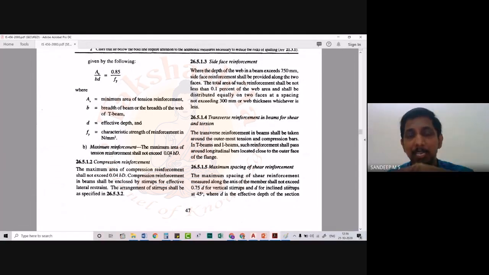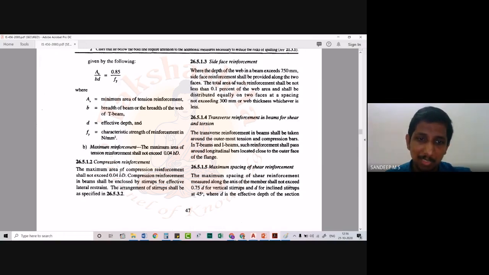For your examination also, if you haven't performed these two checks, you will be losing 1 or 2 marks. These checks will have some credits as per your scheme. So please note, once you complete your design, you have to compare the final AST with the minimum amount of steel suggested by IS 456 as well as the maximum amount of steel permitted by IS 456. This is regarding the tension steel.